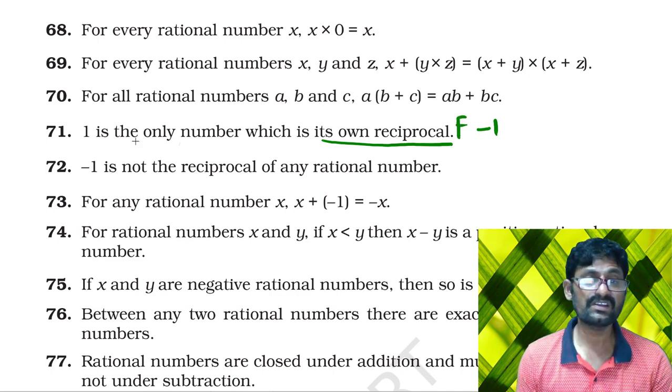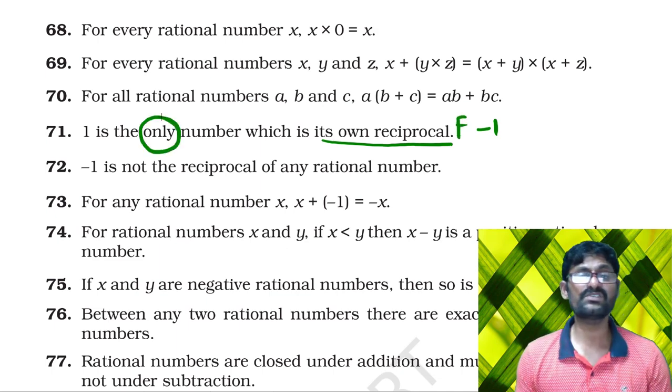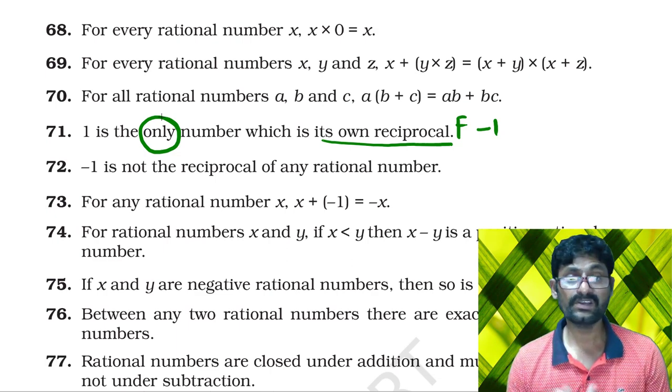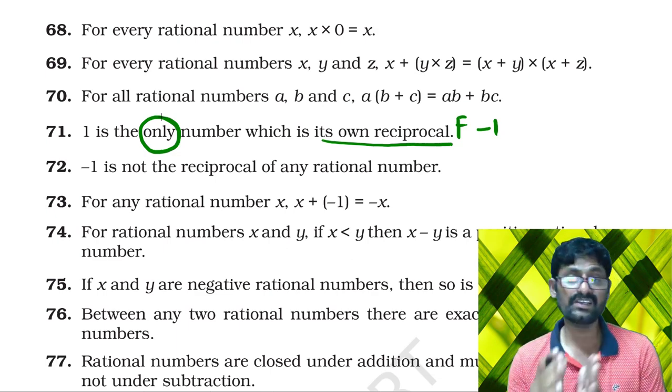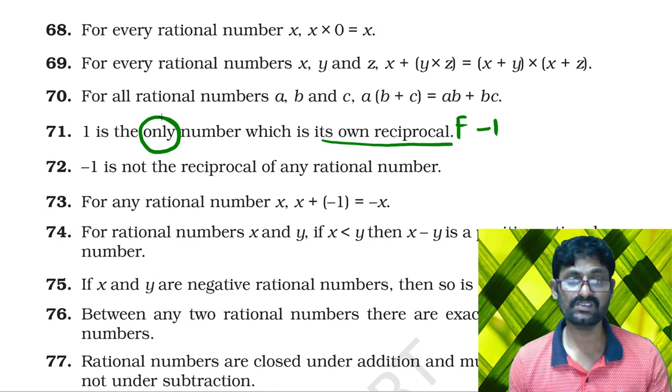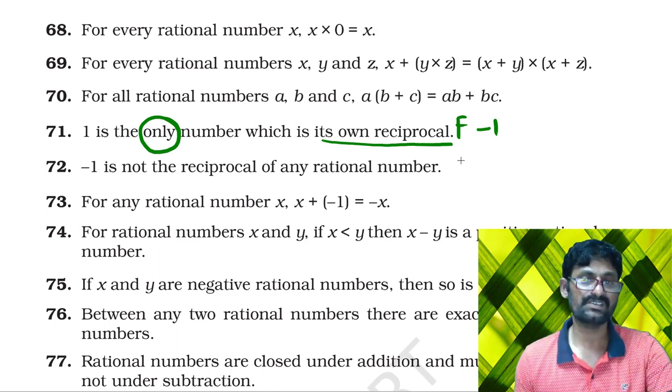Why? Because given that 1 is the only number which is its own reciprocal, but we have one more number, that is -1. -1 is also its own reciprocal. So this is the false statement.